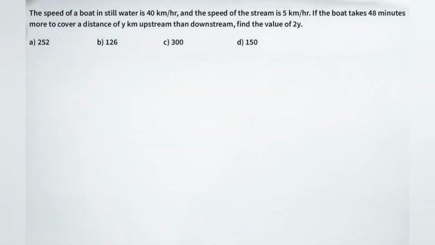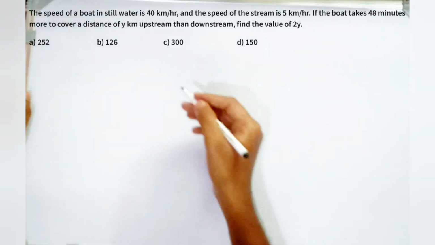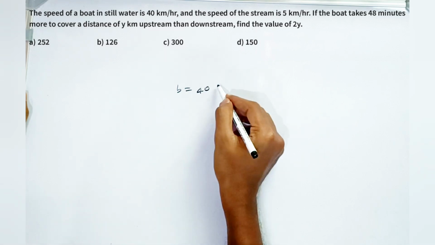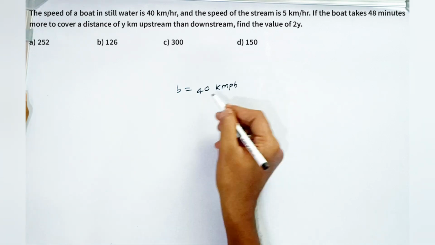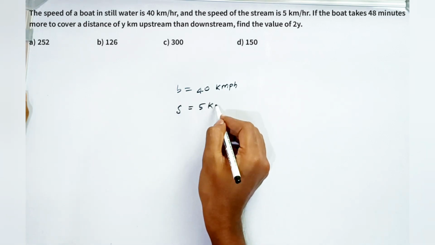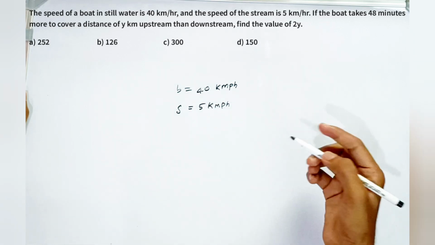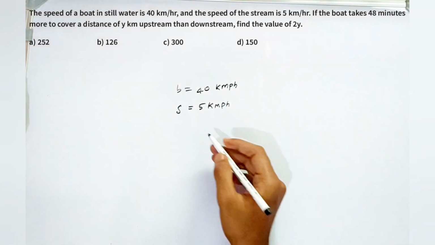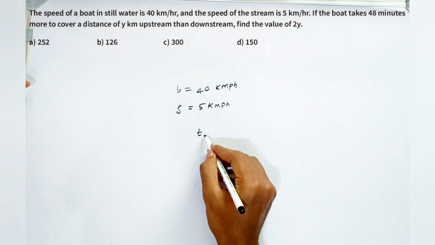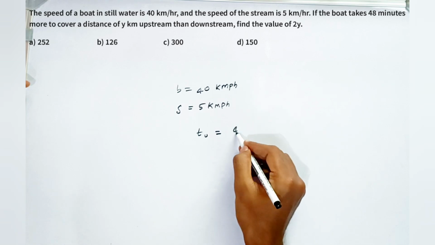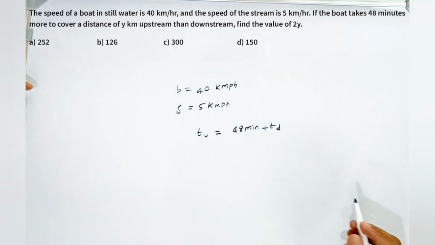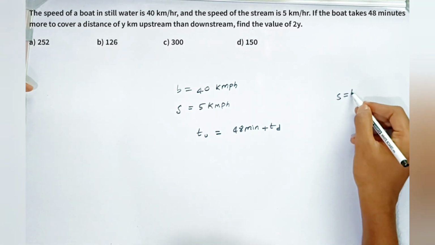Okay, and going to the next question. The speed of the boat in still water. Here it is given that the speed of the boat in still water is 40 kilometers per hour, and the speed of the stream is 5 kilometers per hour. If the boat takes 48 minutes more to cover a distance of y kilometers upstream than downstream, that means the time taken upstream is 48 minutes more than the time taken downstream. We know that speed is equal to distance by time.